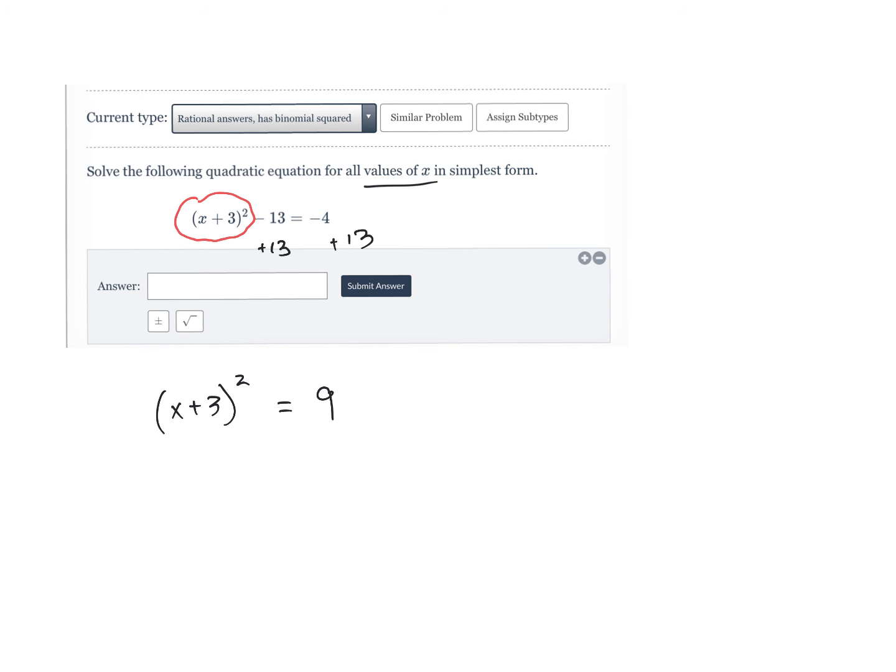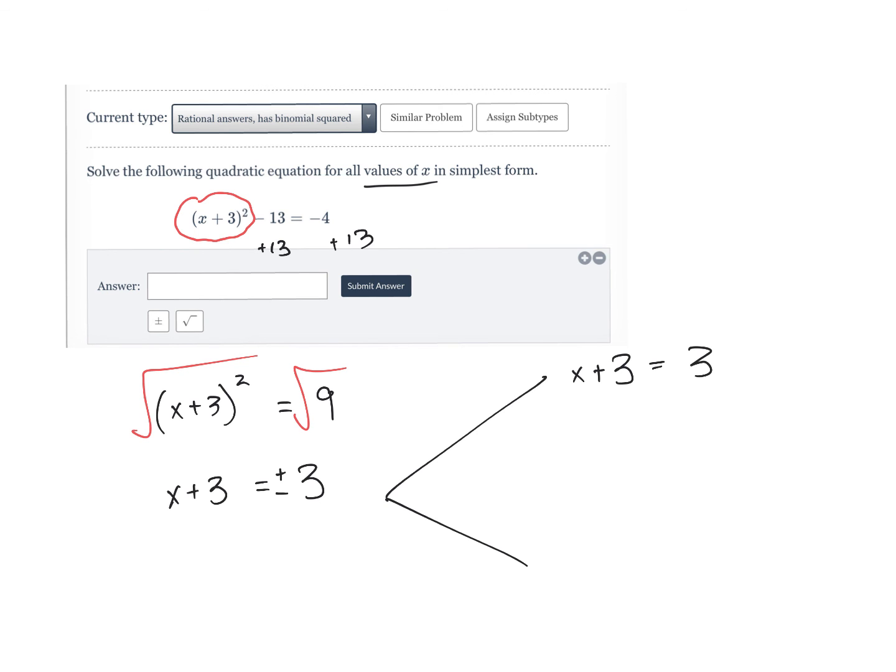So square root both sides now. So you have x plus 3 on the left. And what's square root of 9? It's not just 3. It's positive and negative 3. So what that means really is you have two equations. You see one that's equal to 3 and one that's equal to negative 3. So from those two equations will be where our two answers come from.